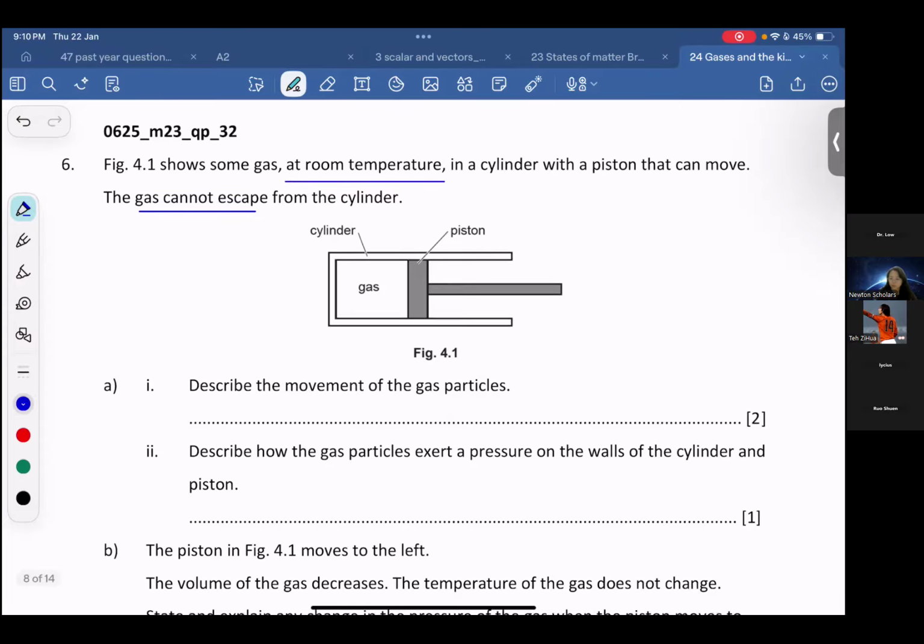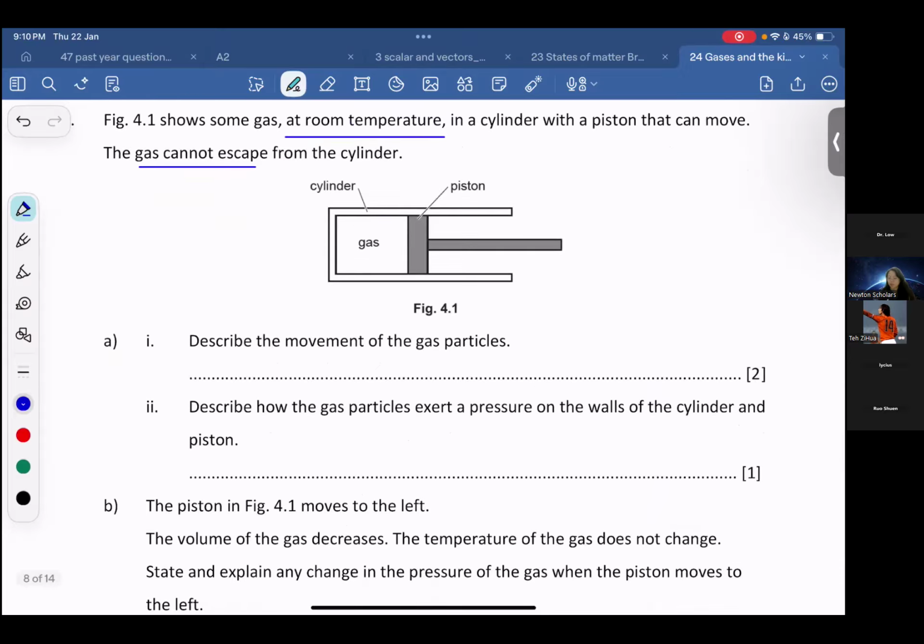Describe the movement of the gas particles. How do the gas particles move? We already learned at the start: they move randomly and freely. This one is considered 1 mark. If 2 marks, then we write one more point: moving in all directions.